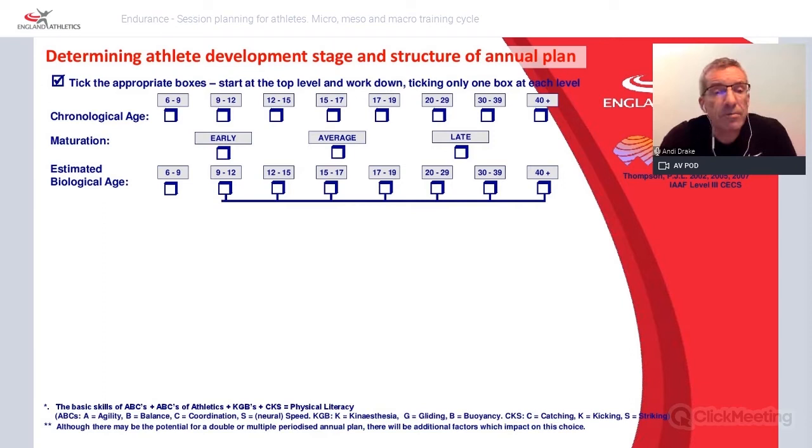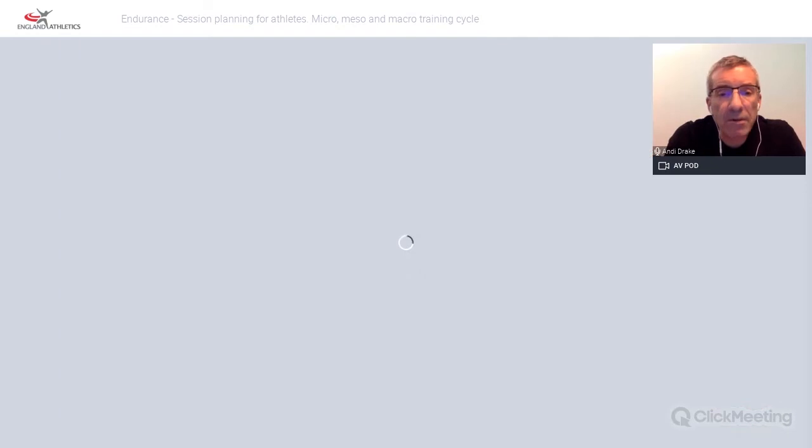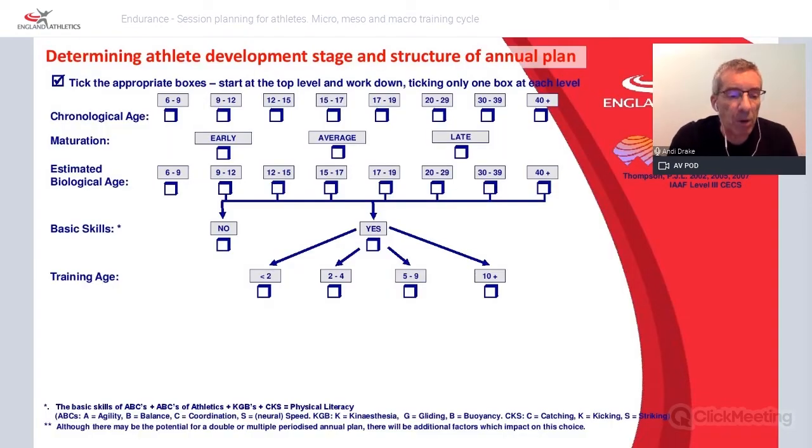We'll look at a couple of examples in a minute of athletes in the 15 to 17 age group. If you're a late maturer at age 15, then your biological age perhaps remains in the 12 to 15 bracket, or if you're an early maturer, you could be more represented by the 17 to 19 age group. And that will then inform some of our decision making. So let's build the model up.